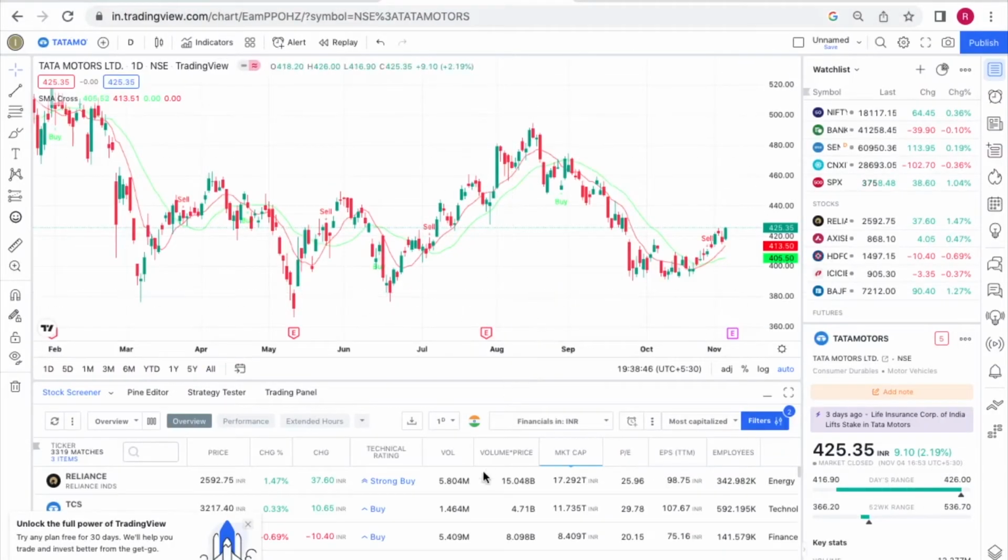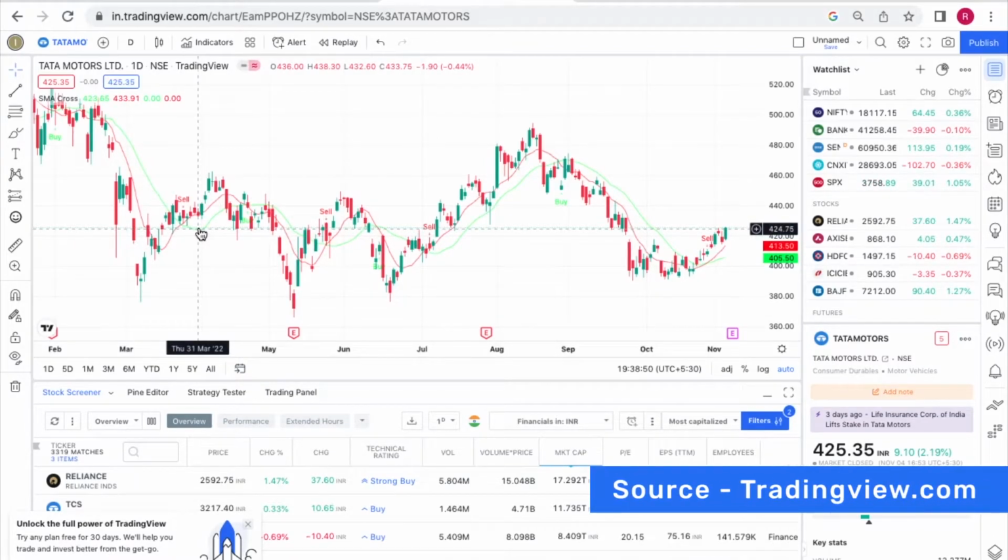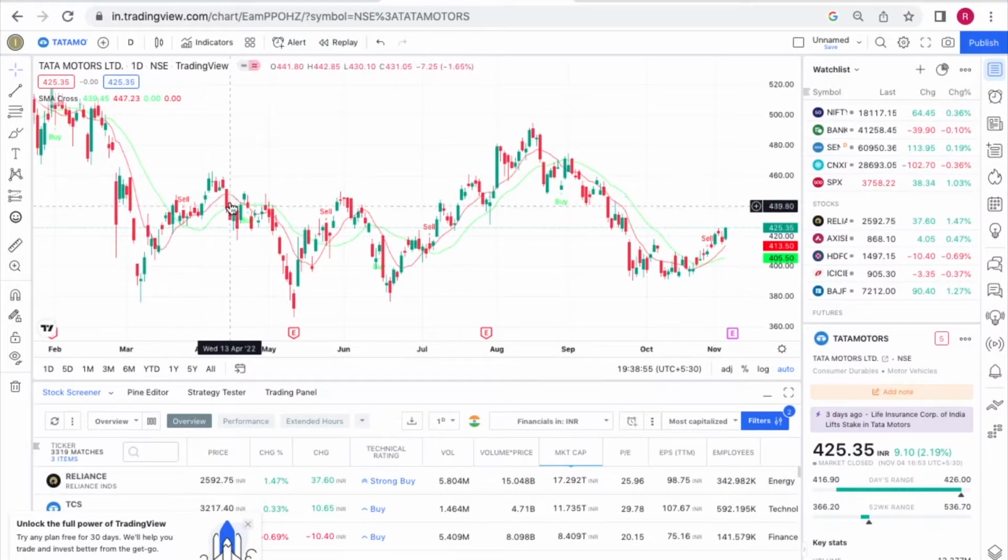Now let's look at the chart of Tata Motors. The green line indicates the 20-day SMA and the red line indicates the 9-day SMA. So the red line is the short-term SMA, the green line is a long-term SMA. Our strategy for death cross will follow the principle that whenever the red line or the short-term SMA line crosses below the long-term SMA line, you would be entering a bear market and it would therefore generate a sell signal.